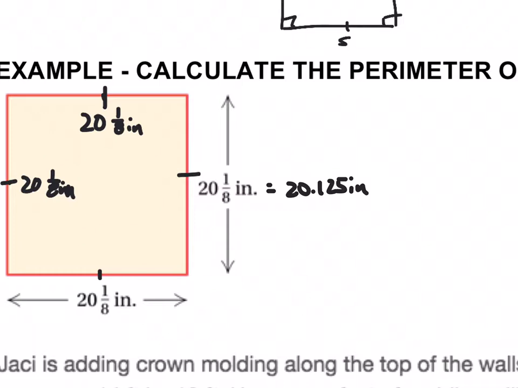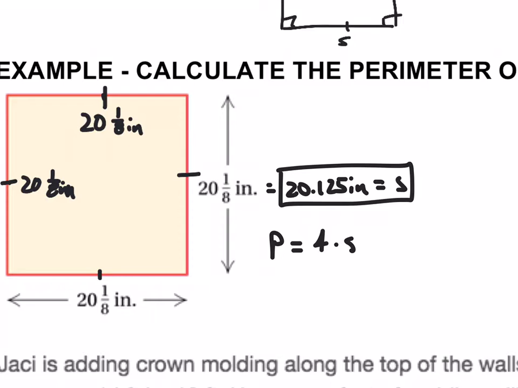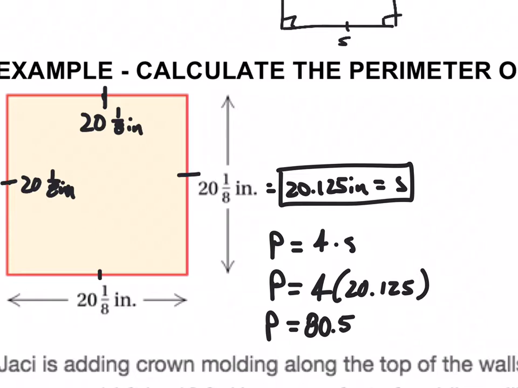So what I'm going to do is this. To find my perimeter here, I'm just going to use my formula 4 times S. Okay, and this is my side length S. Any one of these could be thought of as your side length. So I'm going to plug that in, and my perimeter is going to equal 4 times my side length, which is 20.125. Okay, so I'm going to multiply 20.125 by 4, and that's going to give me a perimeter of 80.5 inches. Okay, and that's what we have. All right, let's take a look at the next one.